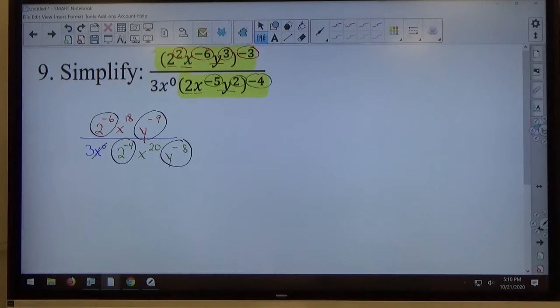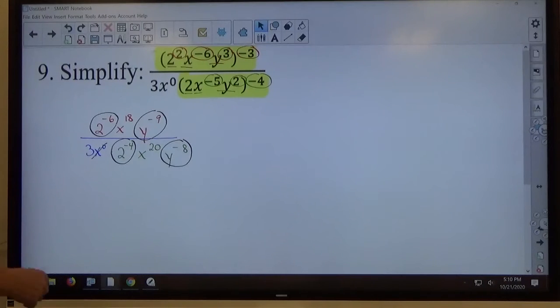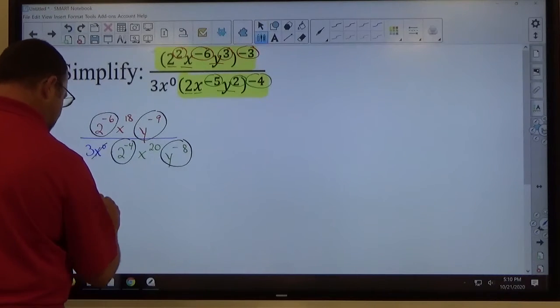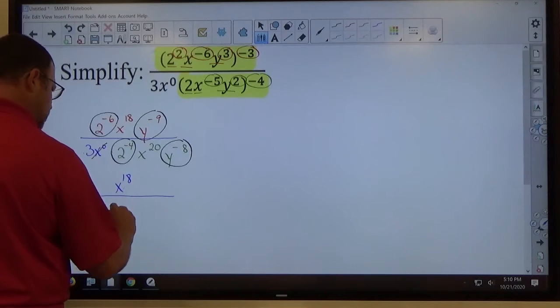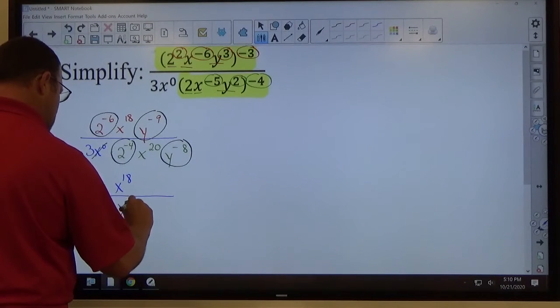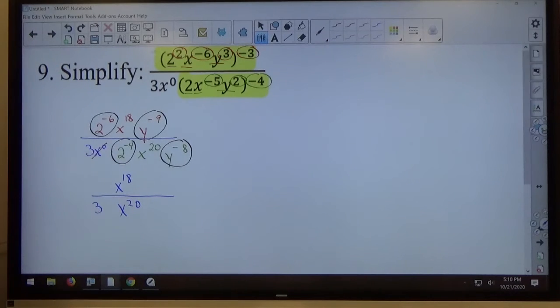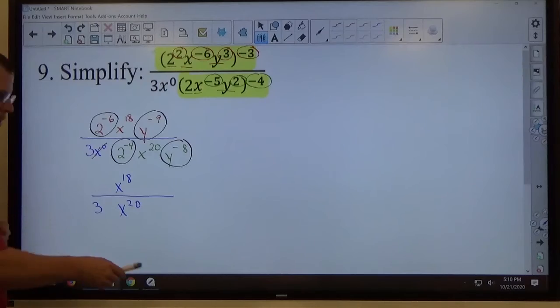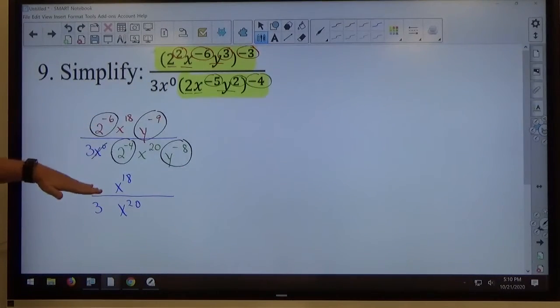It equals 1, times 1 doesn't do anything. Everything that's not circled is going to stay right where it's at. So I'm going to keep x to the 18th on top. I'm going to keep x to the 20th on the bottom. I'm going to keep 3 on the bottom. And then everything that's circled is going to move to the other part of the fraction. So things on top to negative powers move to the bottom.